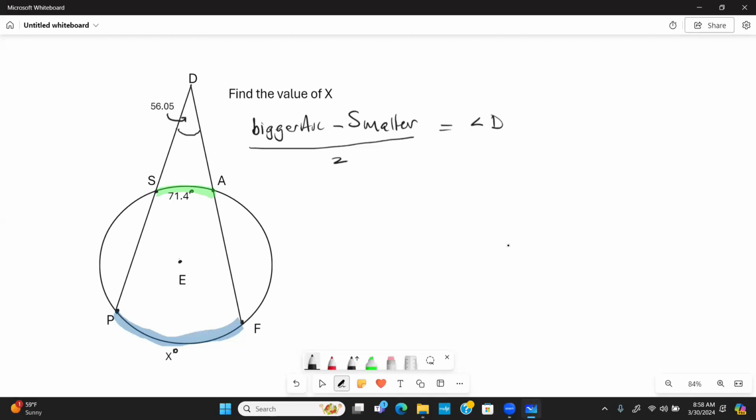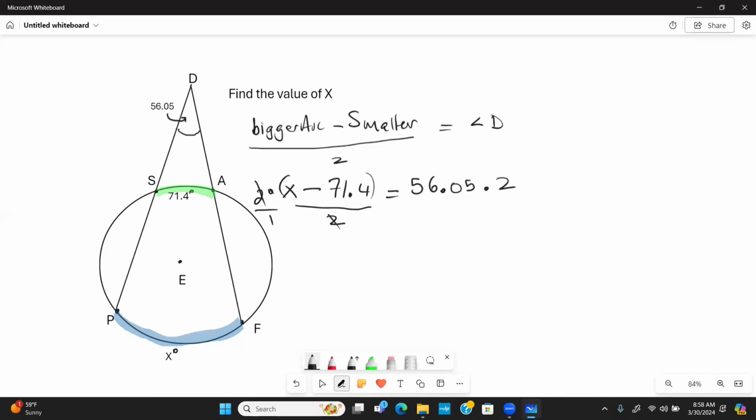So let us take a look. x is the bigger arc, which is PF, minus the smaller one, which is 71.4. Divide this by 2. The result is 56.05. So let us solve this. We're going to multiply both sides by 2.